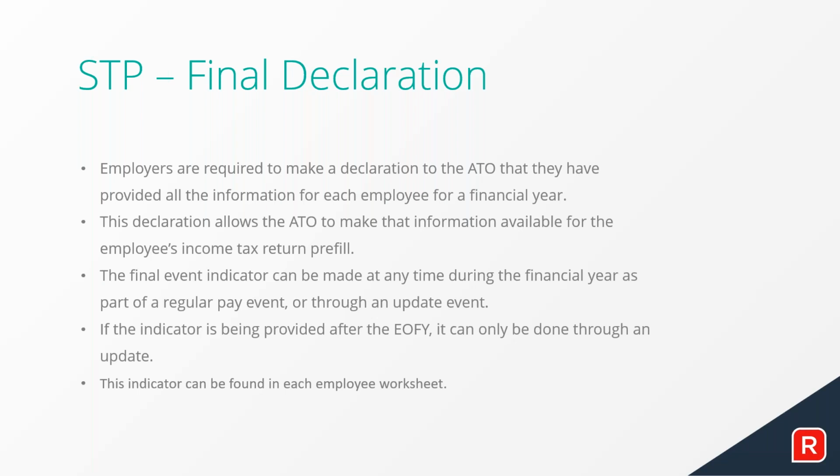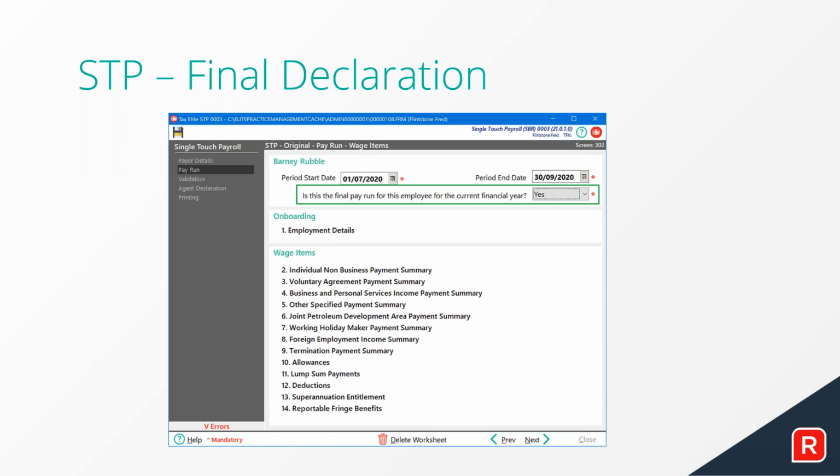If you've got a final pay run at the end of the financial year, this can only be done through an update, cannot be done through the regular form. And this is found on the employee's worksheet. If we look at a quick copy there, we've got a STP for the current period. And as you can see, highlighted here, there's a question there as to if this is a final pay run for the employee. So that can be a yes or no option, and that's done once.